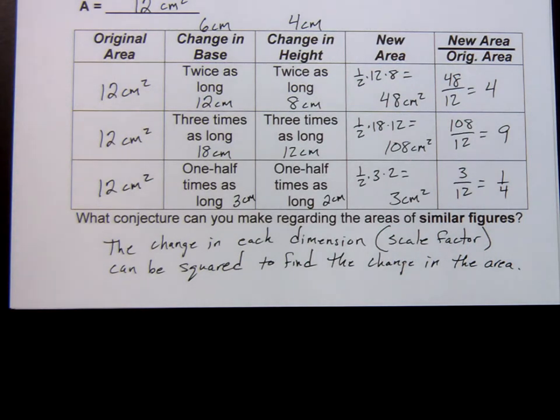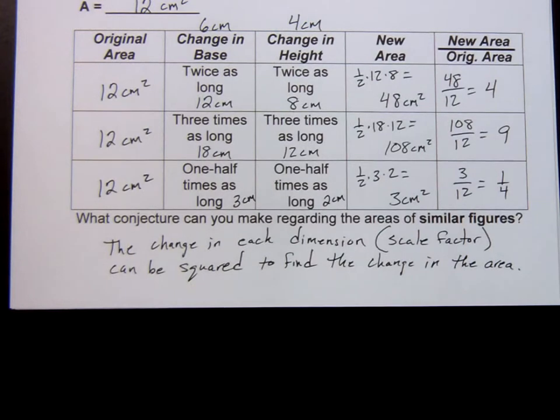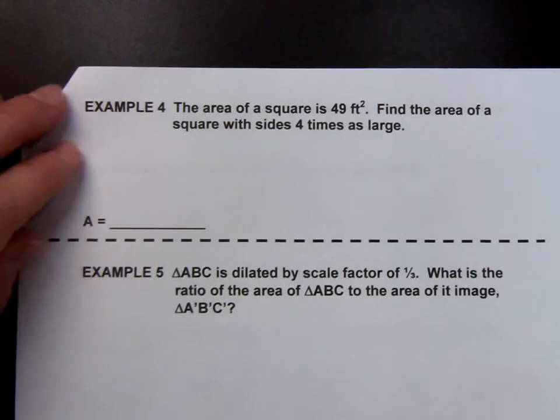Now, sometimes they'll tell you they're similar figures, and that's how you know all the dimensions are getting multiplied by the same thing. Sometimes they'll tell you that all the dimensions are getting multiplied by the same thing, and that's how you know you're dealing with similar figures. So we need to have a full understanding of that so we can take the information given to us and solve the problem. All right, so let's turn the page and look at these last couple examples.